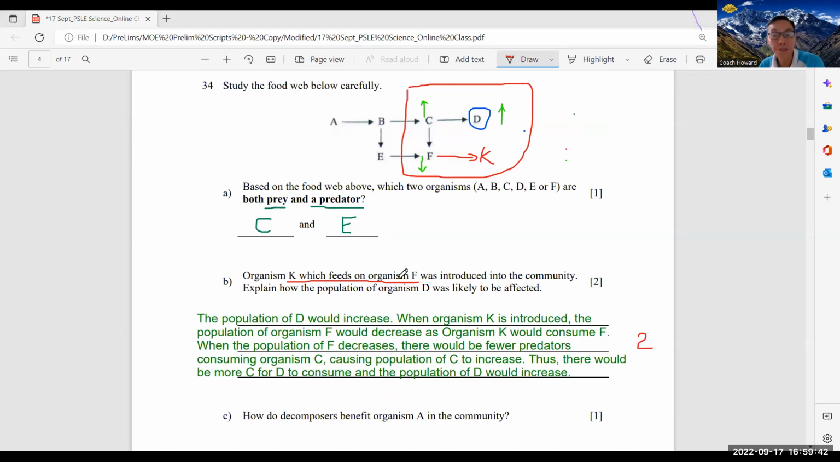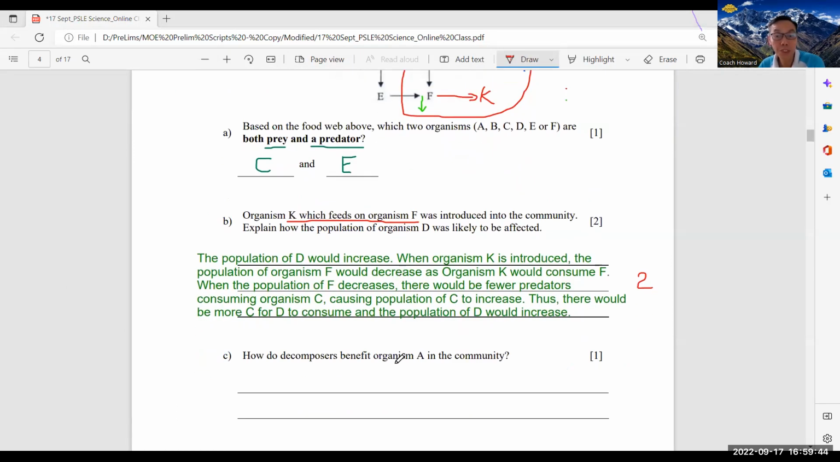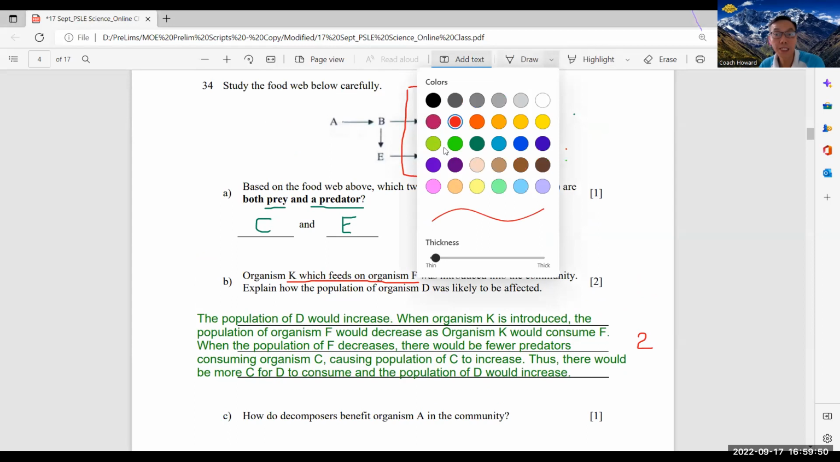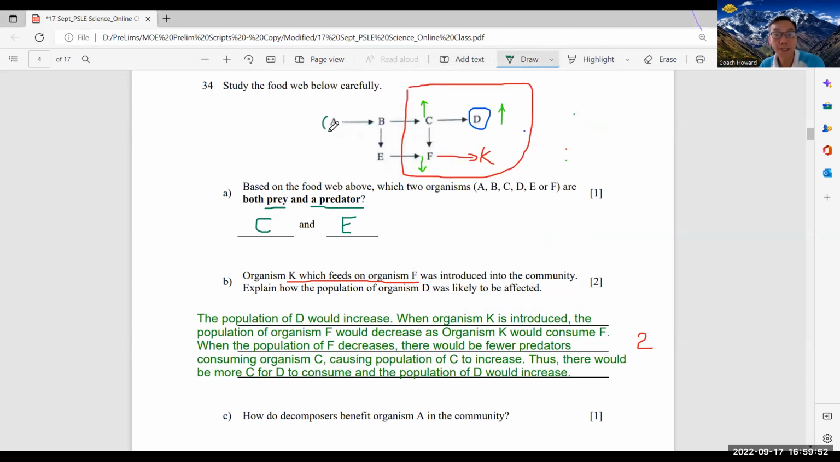Okay, next. How do decomposers benefit organism A? Just now, remember I was circling this, right? So remember, organism A is a plant. Decomposers break down dead matter into mineral salts so that organism A can absorb. Mineral salts.